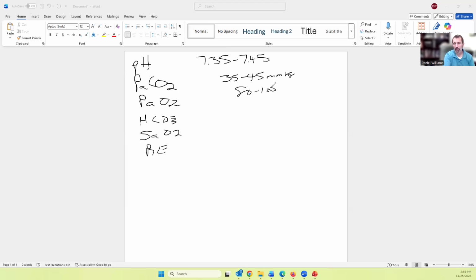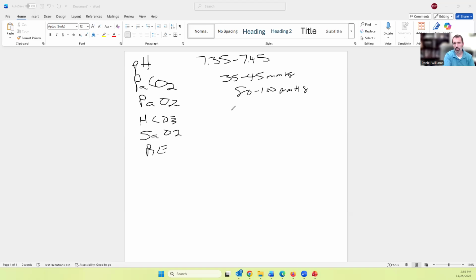Anything less than that is going to give you some degree of hypoxemia. It's going to be mild, moderate, or severe. Mild is anywhere between 60 and 79. Moderate is anywhere between 40 and 59. And anything less than 40 is going to be considered severe hypoxemia. That also is millimeters of mercury.